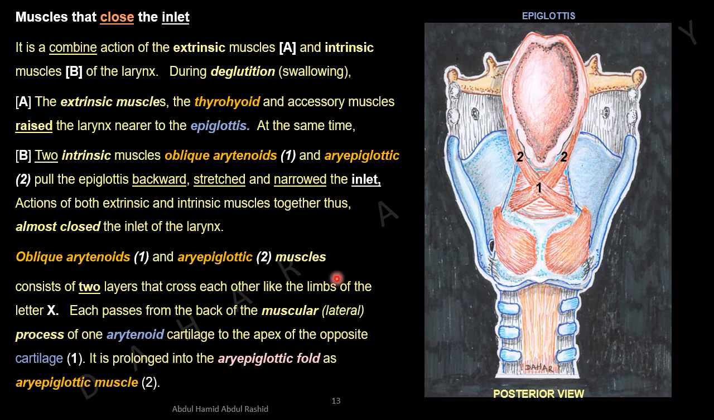Oblique arytenoid, number 1, and aryepiglottic, number 2, muscles consist of 2 layers that cross each other like the limbs of the letter X. Each passes from the back of the muscular process, that is the lateral process of the arytenoid cartilage, to the apex of the opposite arytenoid cartilage. Then they prolong into the aryepiglottic fold as aryepiglotticus muscles.